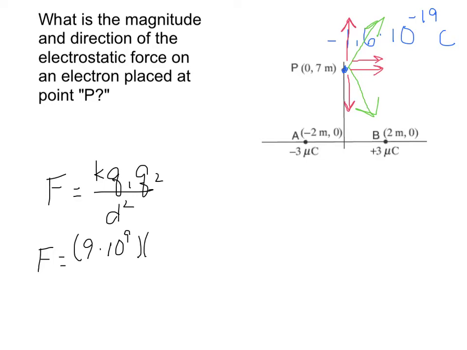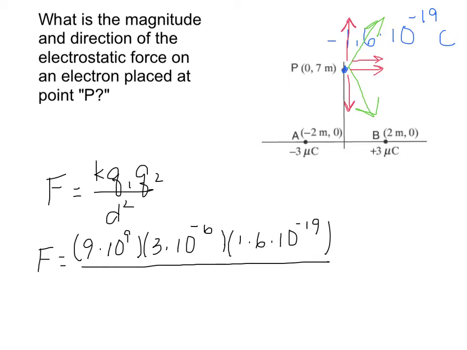And one of my charges is 3 times 10 to the minus 6, that's micro. I'm ignoring the sign, the negative, because I'm just interested in the magnitude at this point. And the other is the fundamental charge of 1.6 times 10 to the minus 19 coulombs. Again, leaving the units off.